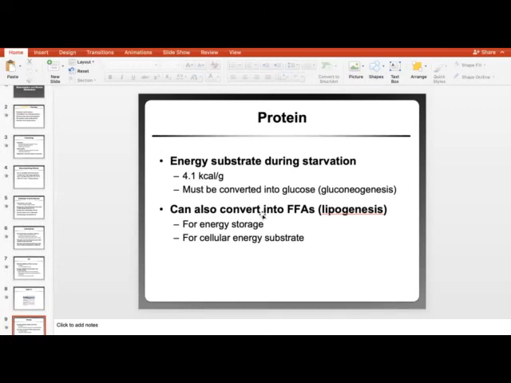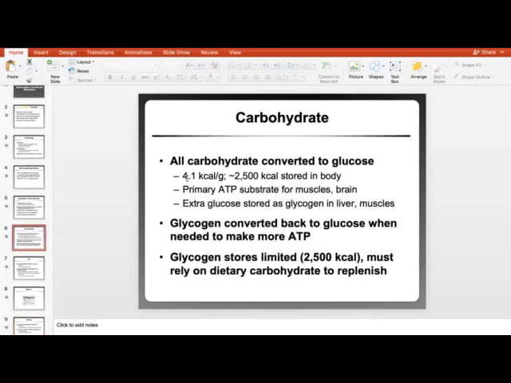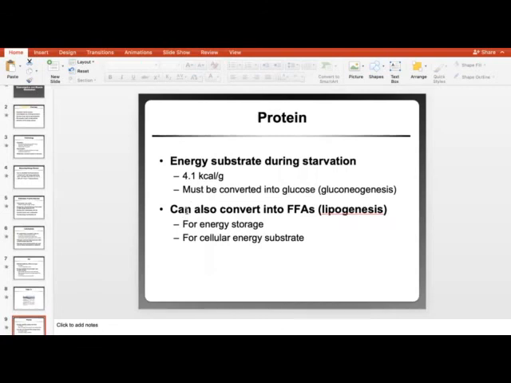The last energy substrate that we have is protein, but you really do not want to be using protein for fuel. And you don't really store too much energy in protein. You'll notice it's 4.1 kilocalories per gram. And if I look back over here to carbohydrate, it's also 4.1 kilocalories per gram. So your body's not going to be storing excess protein if it doesn't need it for actual muscle.